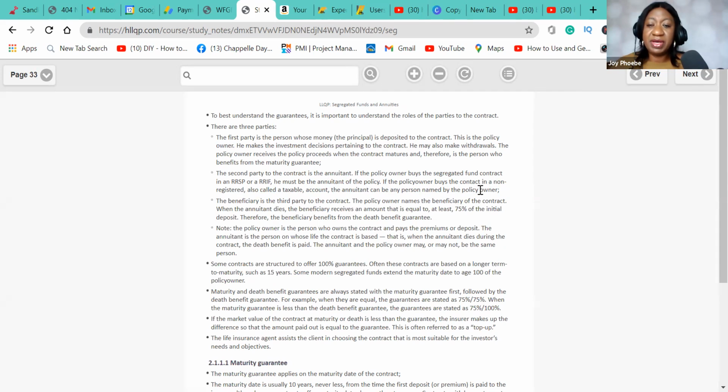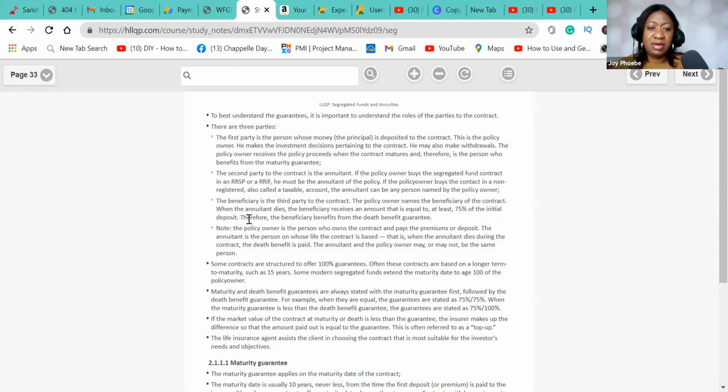Then if the policy owner buys a contract in a non-registered plan, which is also called a taxable account, then the annuitant can be a person named by the policy owner. Now, if your segregated fund is invested in a non-registered plan, then the annuitant, that is the person that will be taking the money out when the time comes, can be named by the policy owner, like we see in number one.